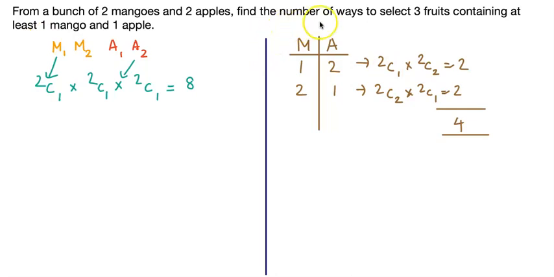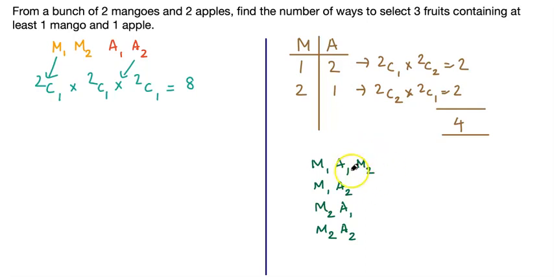Well, let's do it manually. I want to select 3 fruits from these 4, such that I have at least 1 mango and 1 apple. So how many ways can I do that? I can either have M1, A1. Let me just do the mangoes and apples, 1 mango and 1 apple first. So M1, A2, M2, A1, M2, A2. Now once I have M1, A1, I can pick either M2 or A2, it doesn't matter. So let's say I pick M2.